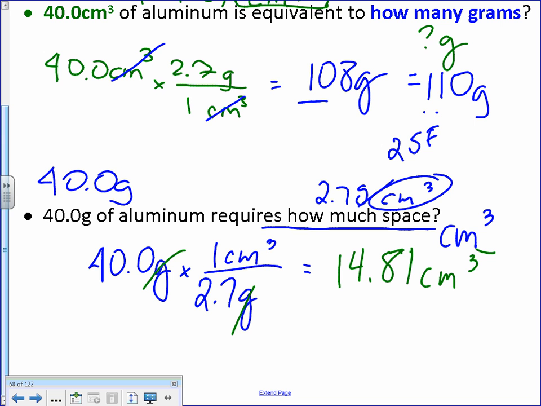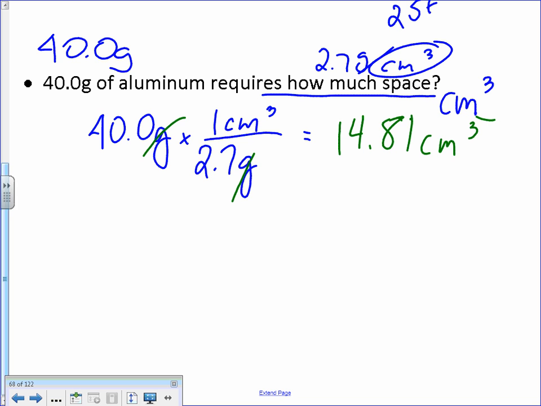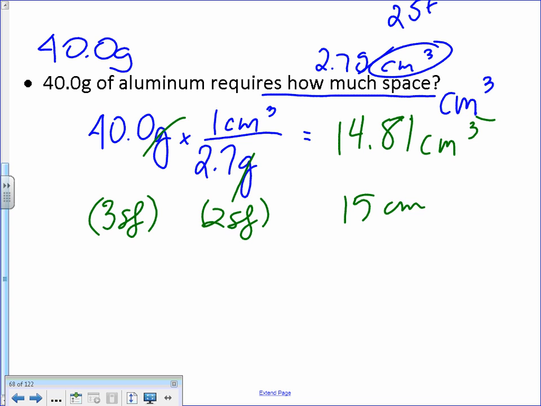Okay, that's not my final answer yet. How many sig figs do I need? 2, because this one has 3 sig figs and this one has 2 sig figs. So I need to limit this to 2 sig figs. So what would I round that to? 15. There we go. Because the 14.8 rounds the 4 up, so it's 15 centimeters cubed.